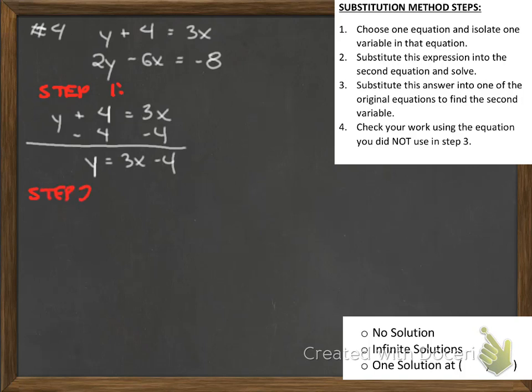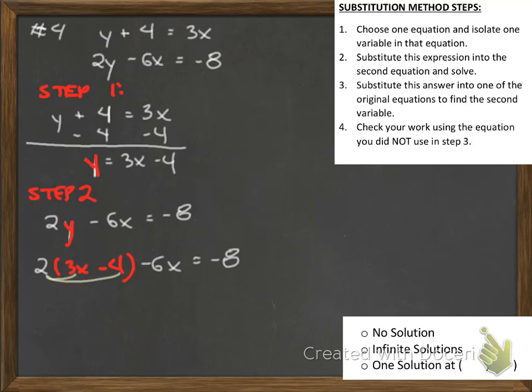In step 2, I'm going to use the other equation, which is 2y minus 6x equals negative 8. And wherever I see a y, instead of writing a y, I'm going to write 3x minus 4. And I'm just going to bring down the whole rest of the equation. Again, the only thing that changed was the y value. So now we can distribute this 2 here. So that gives us 6x minus 8. And again, just bring down everything else, minus 6x equals negative 8.